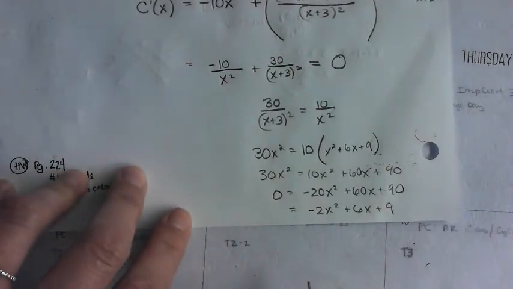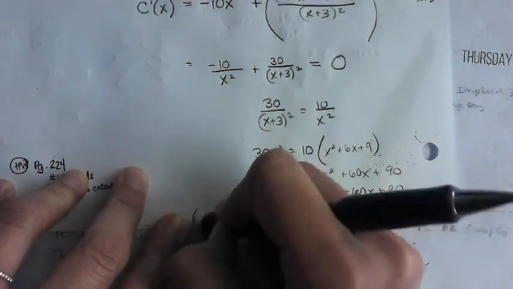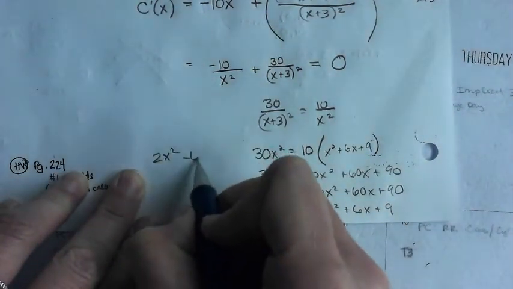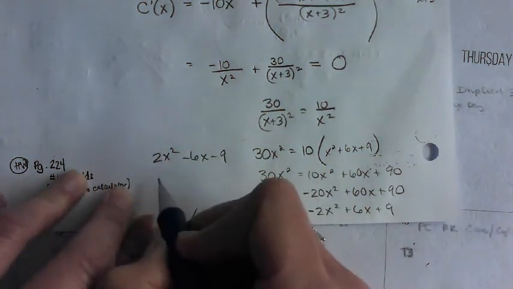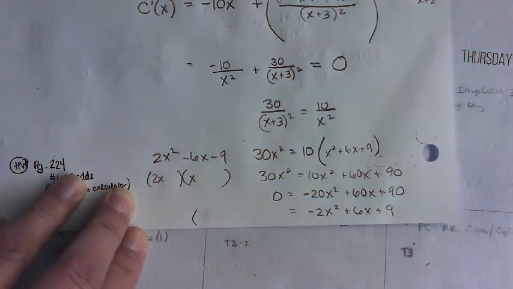And factor. I don't like this. Can I switch my signs? 2x squared minus 6x minus 9. Nine and 1, 1 and 9, 3 and 3. What's happening? Is it factorable?